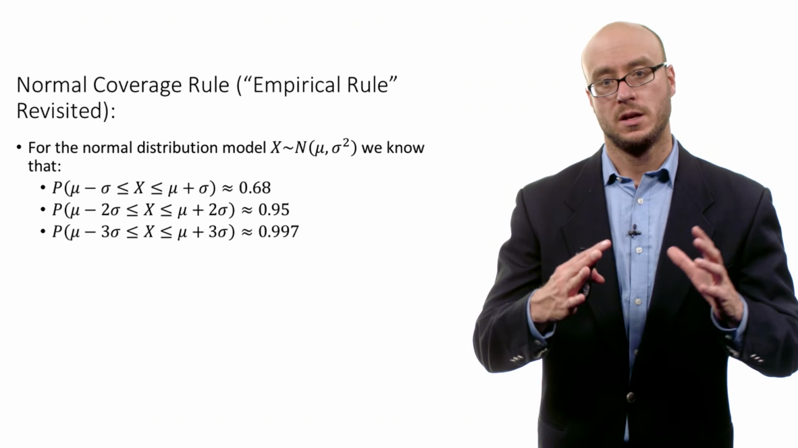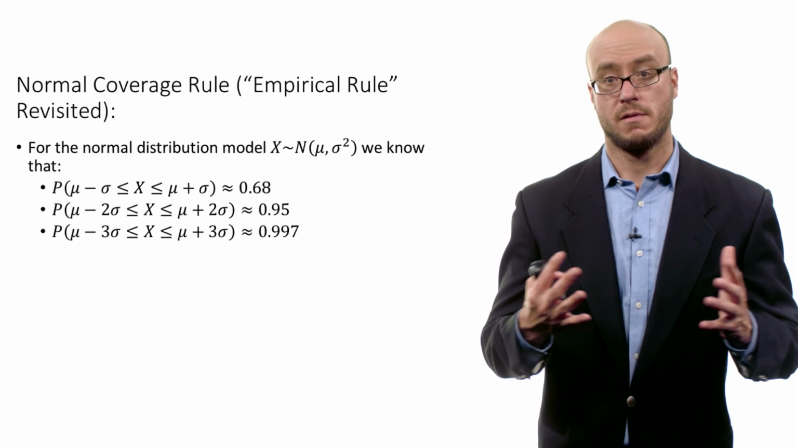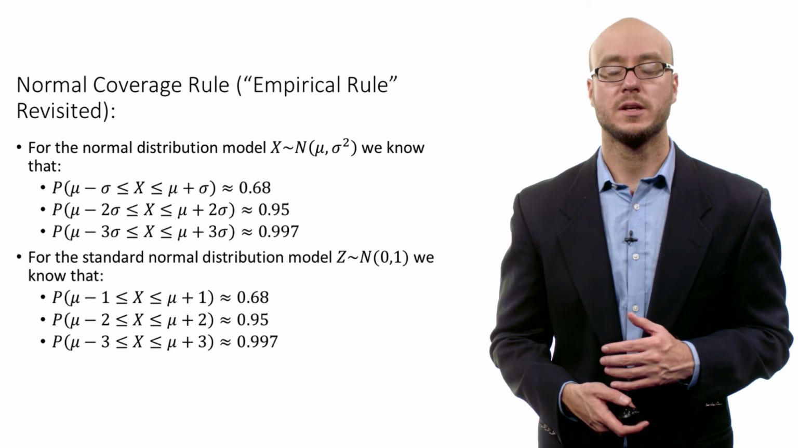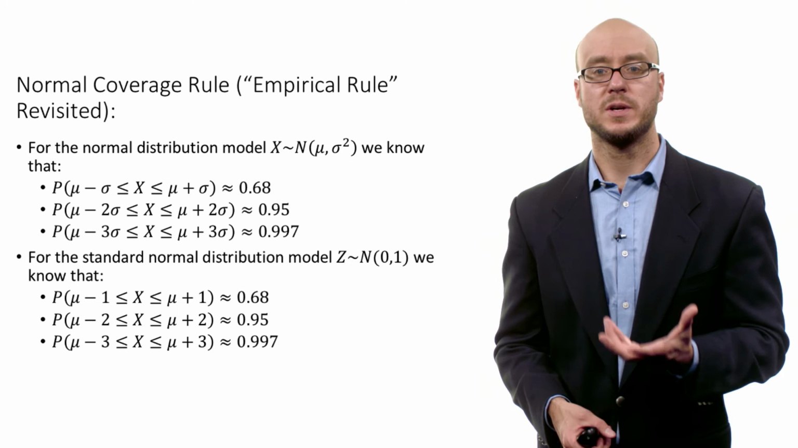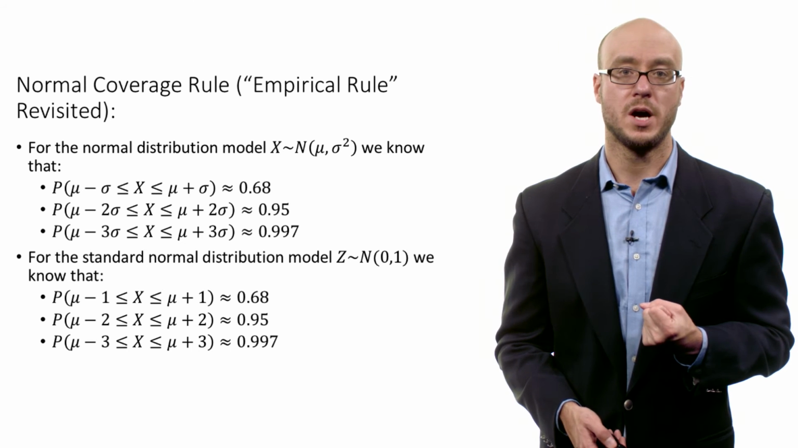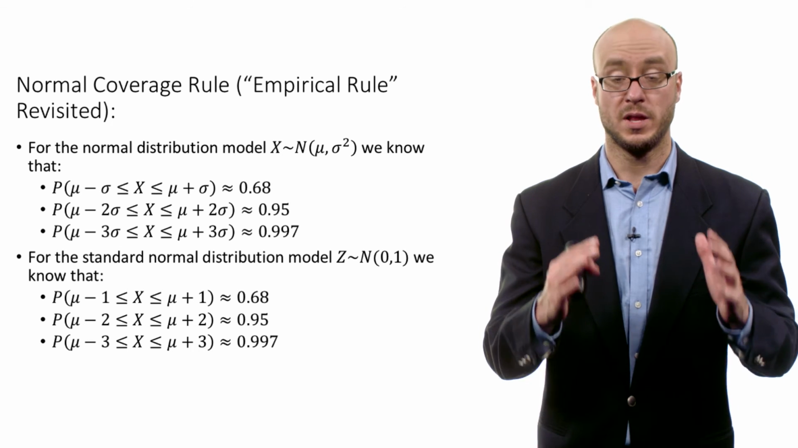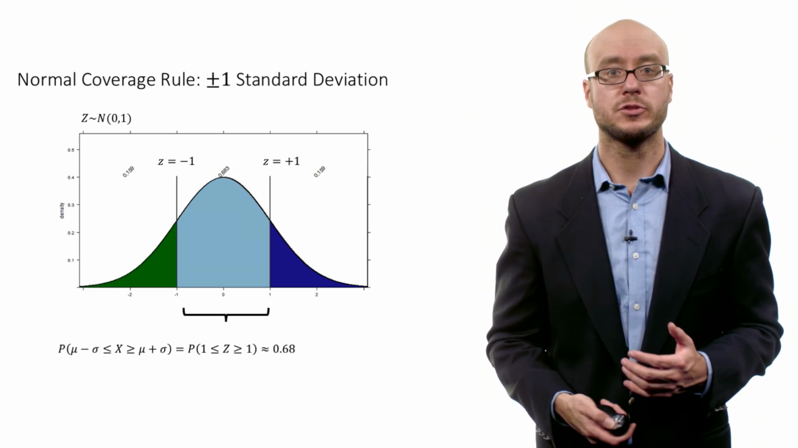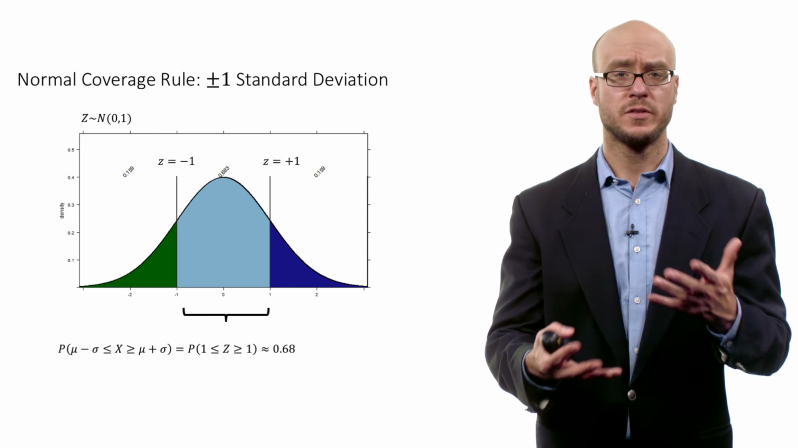Okay? The point is that most of the values are centered around the mean within a certain standard deviation. And we can express this in terms of the z-scores or in terms of the normal distribution model. So the normal coverage rule applies because the normal distribution model is in fact mound-shaped and symmetric. So this is what the normal coverage rule looks like in terms of plus or minus 1 standard deviation.